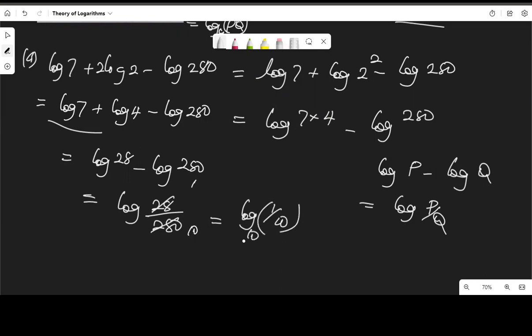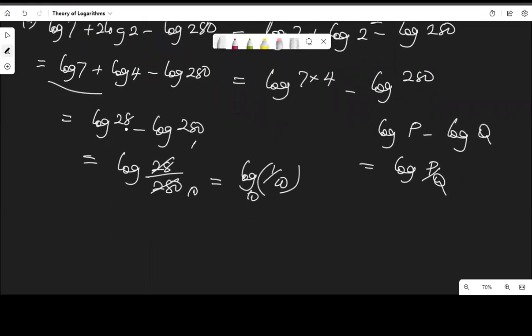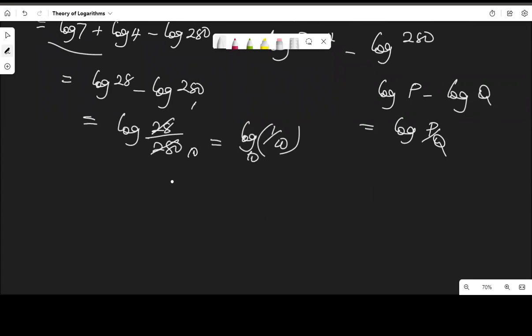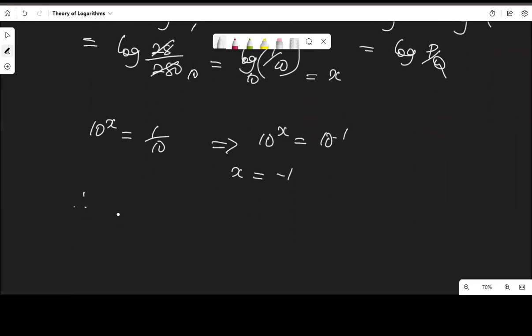Let's assume this is to base 10. Of course, when a logarithm is written without any base, the base is 10. So it's not an assumption. So the base is 10 in this case. So let this equal to x. That means 10 to the power of x, expressing it in index form, is equal to 1 over 10, which you can write as 10 to the power of x equal to 10 to the power of negative 1. The bases are the same, therefore we can equate the power. x is equal to negative 1. Therefore, log 1 over 10 is equal to negative 1.